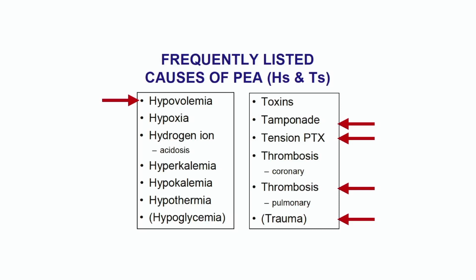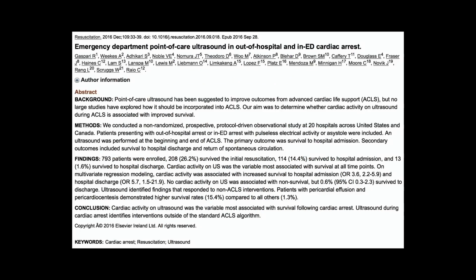And these are different things that we can identify to try to reverse the cause of the patient's cardiac arrest. This paper came out in Resuscitation in 2016, by Romolo Gaspari and colleagues over at UMass. It's a multi-center study looking at the likelihood of survival when a patient comes in PEA or asystole and has no cardiac activity on their ultrasound, right?